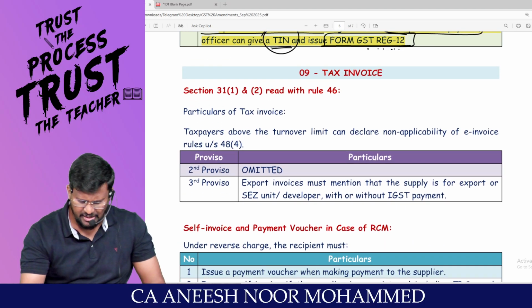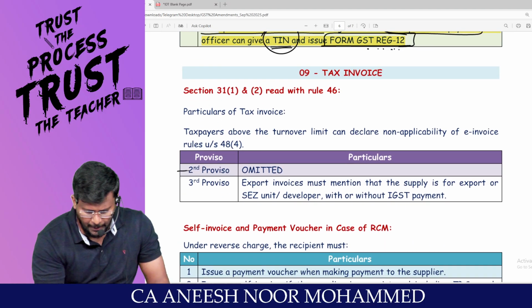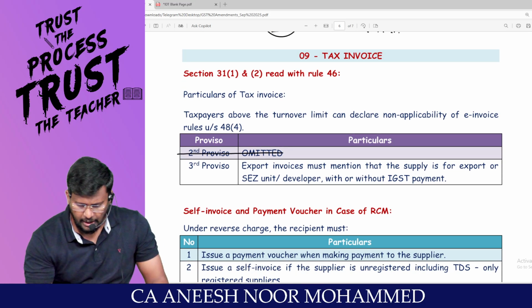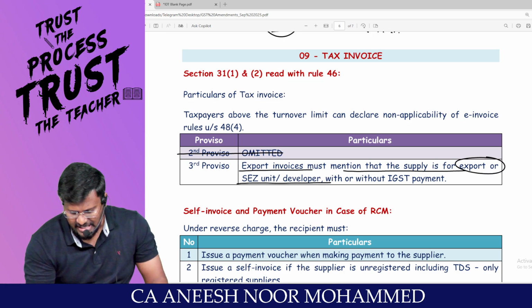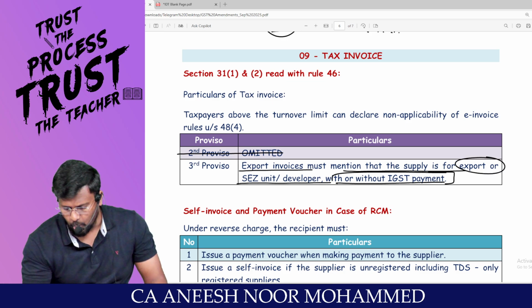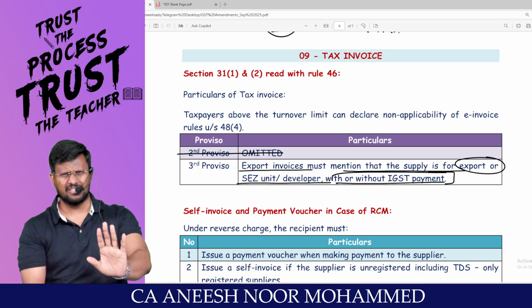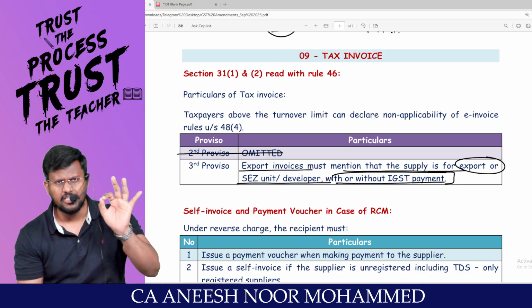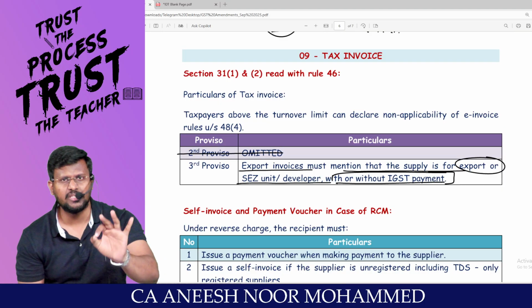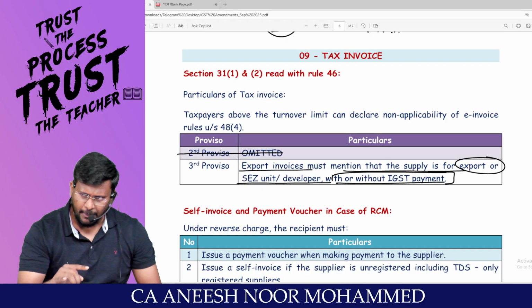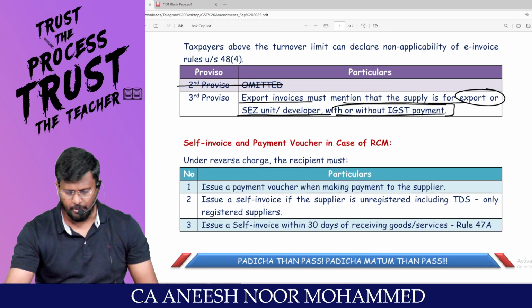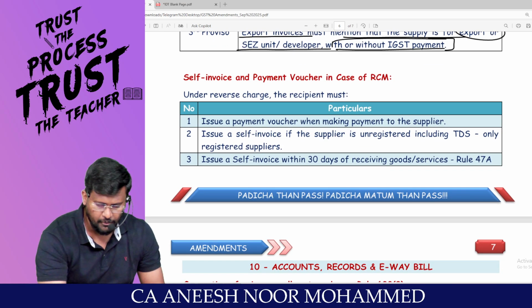Tax invoice, I already said. Sir, this has been omitted, nothing. Export invoices must mention that the supply is for export or to a SEZ unit or developer, with or without IGST payment. This we already discussed in the class itself. If a particular invoice is for export, you have to mention that this invoice is for export. And whether you are exporting after paying GST or without paying GST should be mentioned. Self-invoice time limit, we already discussed.